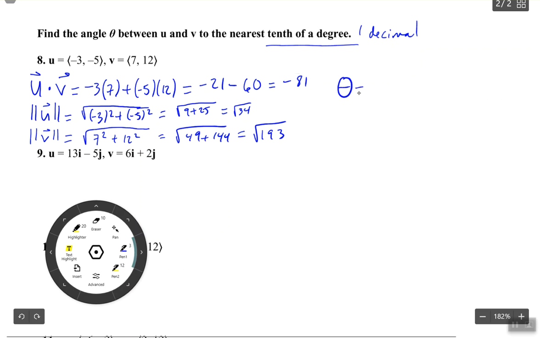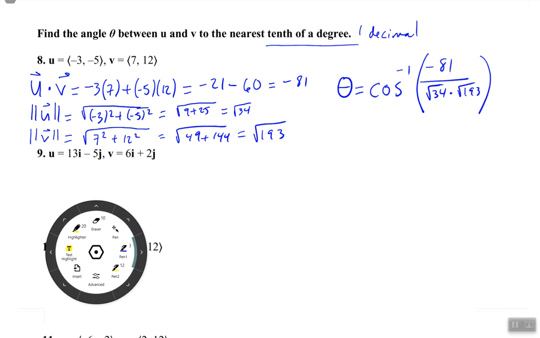So the angle is equal to the inverse cosine of the dot product divided by the 2 magnitudes. Now these are multiplied. When you put this in the calculator, do you have to be careful with parentheses? If you just write negative 81 divided by square root of 34 times 193, you're not going to get the right answer because you just told the calculator to divide negative 81 by the square root of 34 and then multiply. Do you have to put this denominator in parentheses in order to get the right answer?